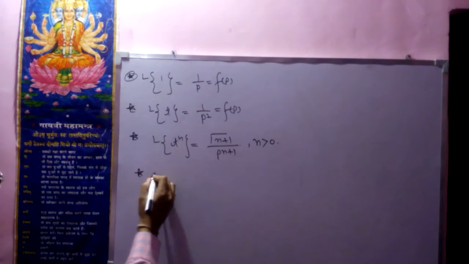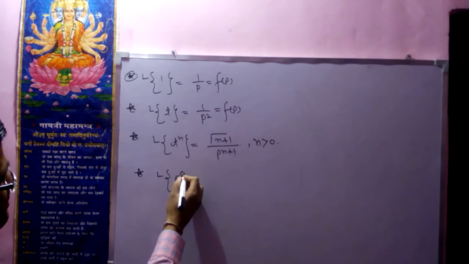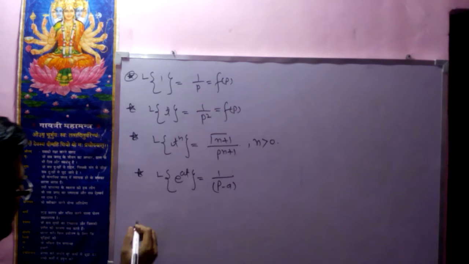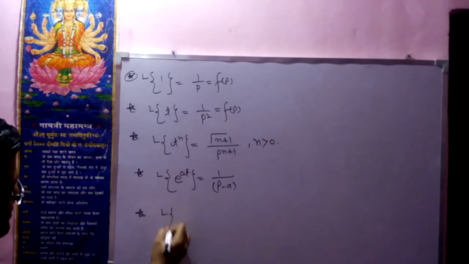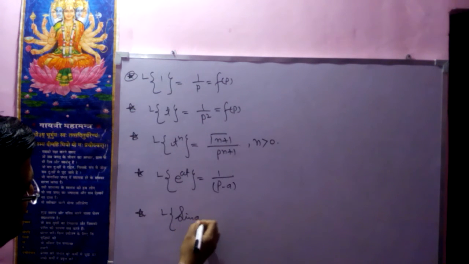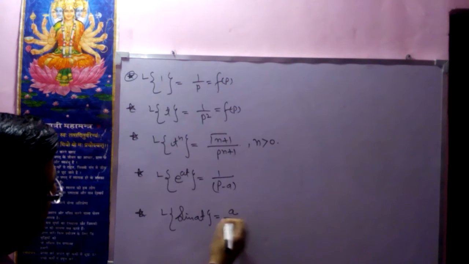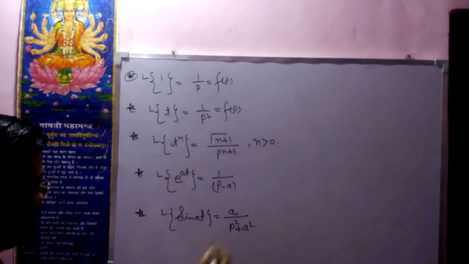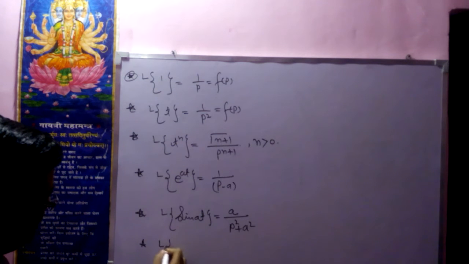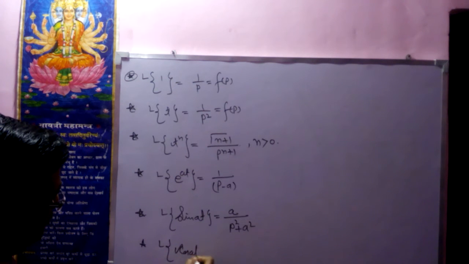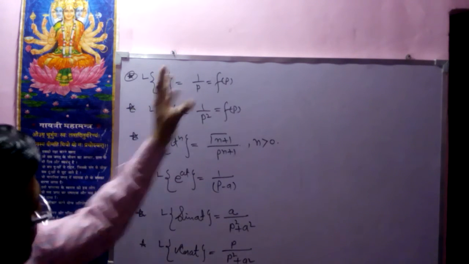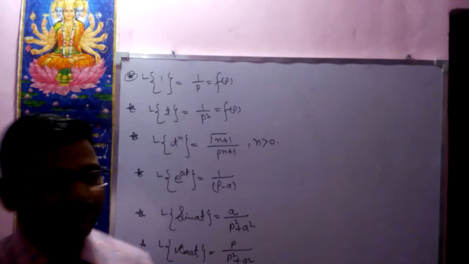And the fourth property is the Laplace transformation of e to the power at is equal to 1 upon p minus a. And the next property is the Laplace transformation of sin at is equal to a upon p square plus a square. And the Laplace transformation of cos at is equal to p upon p square plus a square. These are the important properties of the Laplace transform.